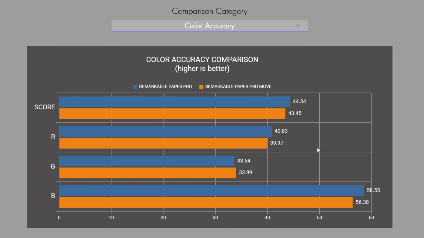Color accuracy is similar, but across the board a little bit worse. Basically, almost everywhere except in the green. I mean, the rendering of the green is even worse, ever so slightly, on the Remarkable Paper Pro. But you can see that the red is a little bit worse on the Move, and the blue as well is a little bit worse on the Move.